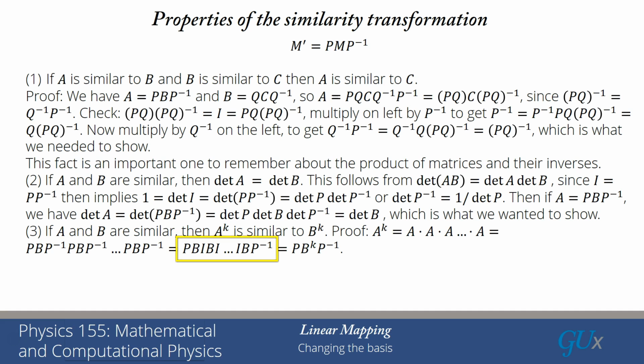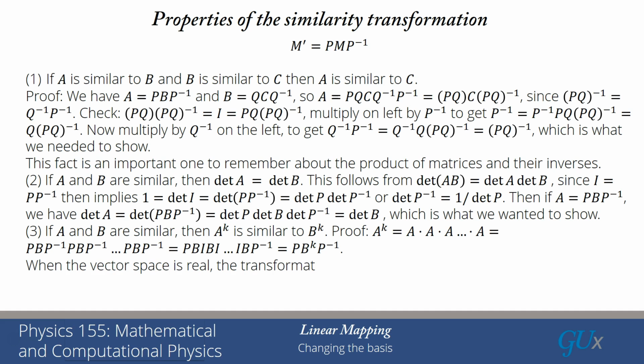So I get P times B times I times B times I, K repeats of that, times I times B times P inverse. Now, of course, B times I times B is just equal to B squared, and you find that all of the I's are going to get rid of, and I'm left with P, B to the K, P inverse, but that indeed is the similarity relationship between A to the K and B to the K, so we've proven this third result.